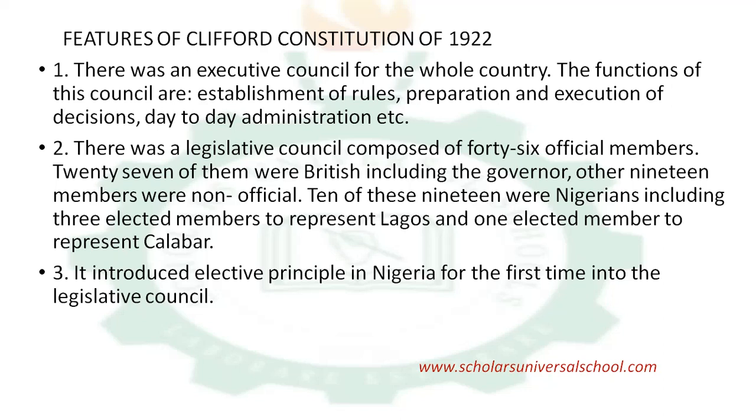So the executive council was the one that saw to the day-to-day administration of Nigeria during the time of Sir Hugh Clifford. It was only one executive council for the whole country. Don't forget that when we say whole country, we are talking about the whole of Nigeria, comprising the Hausa tribe, Yoruba tribe, and the Igbo tribe.